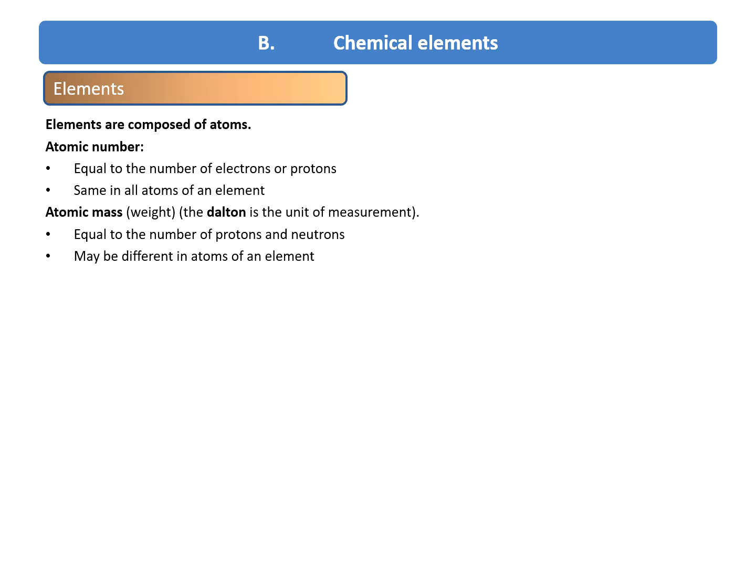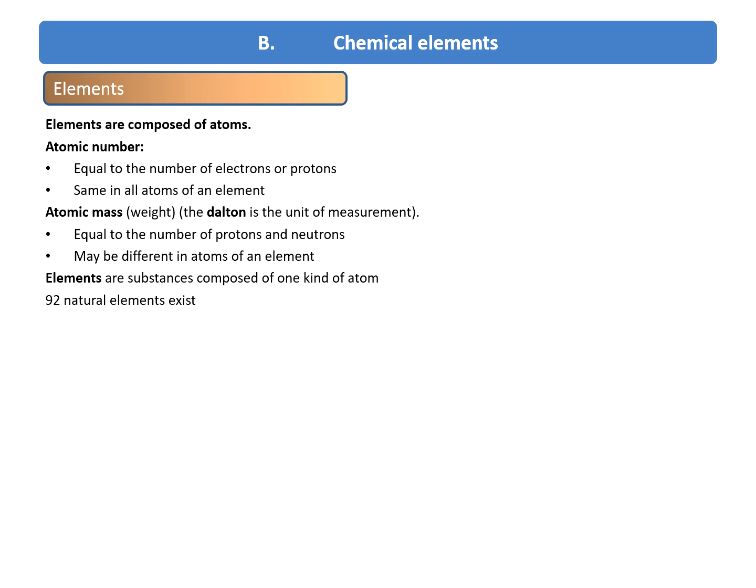The atomic mass, which I often refer to as the atomic weight, and the Dalton is the unit of measurement, the atomic mass is equal to the number of protons and neutrons. Remember, these are the heavy particles. They may be different in atoms of an element. Elements are substances composed of one kind of atom.